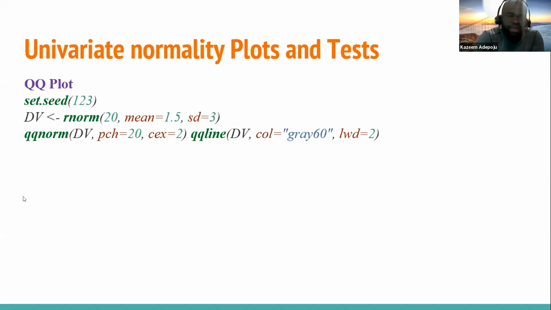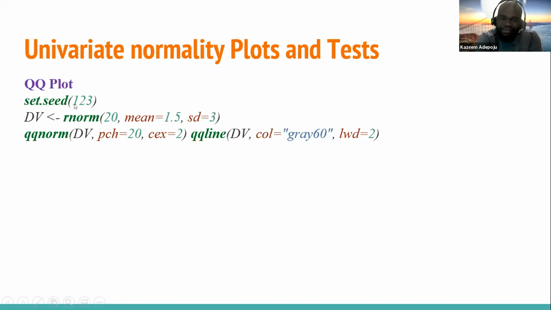What I'm trying to showcase right here is that the data set that I want to use, I want to simulate from R. I'm simulating from a normal distribution. Why? Because when I draw the QQ plot, it should show us what the normal distribution should look like, since the data set I'm using is from a normal distribution. So I set a seed.